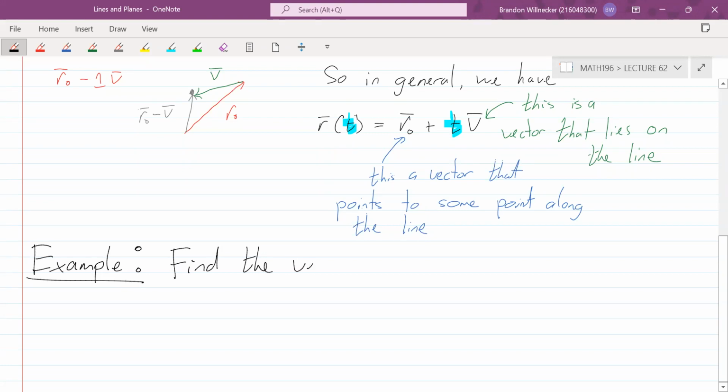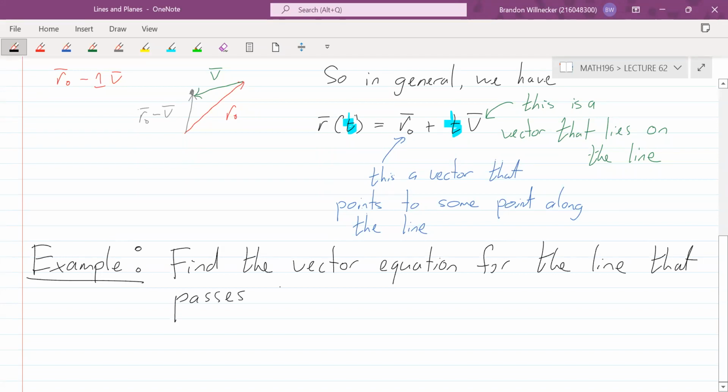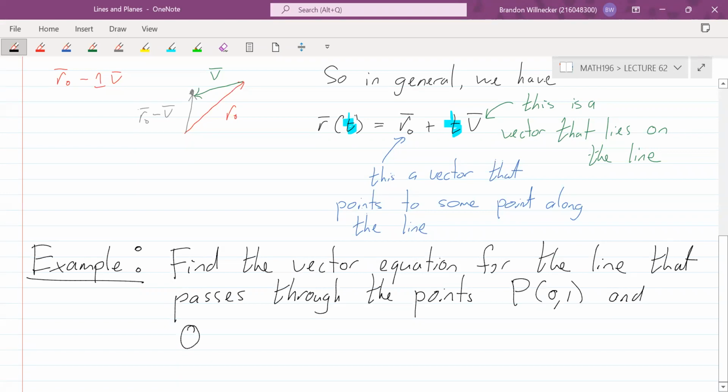Okay, so find the vector equation for the line that passes through the points P, which is at (0, 1), and Q, which is at (2, 3). So we've got these two points in R2, and we would like to find the line that passes through them.